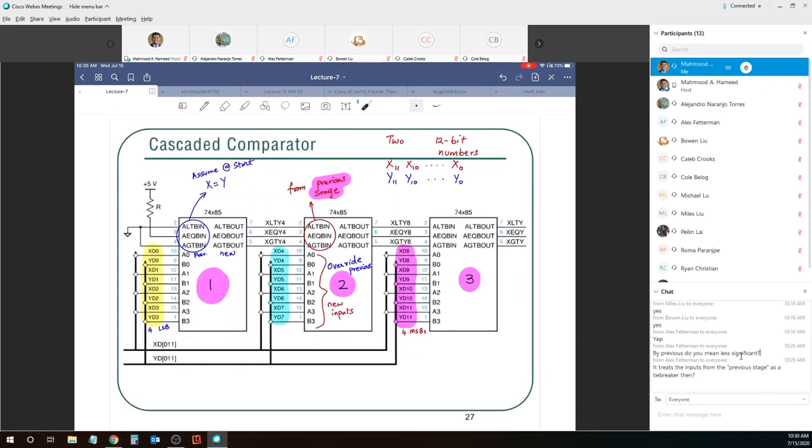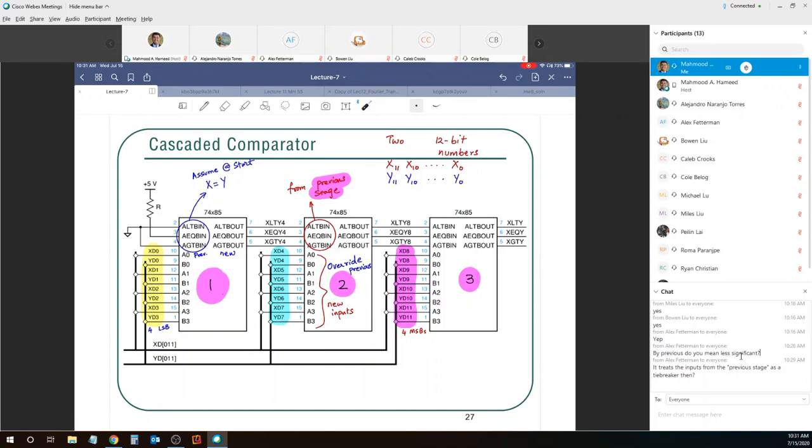So, just to recap quickly, you have 12 bits each for x and y. You have given 4 least significant bits of each number here. The next 4 here, the 4 most significant bits to stage 3. Then each 7485 chip has 3 inputs indicating whether the numbers are equal or not, greater than or not, less than or not from the previous stage. And we are assuming that at start they are all equal by making those connections to power and ground.